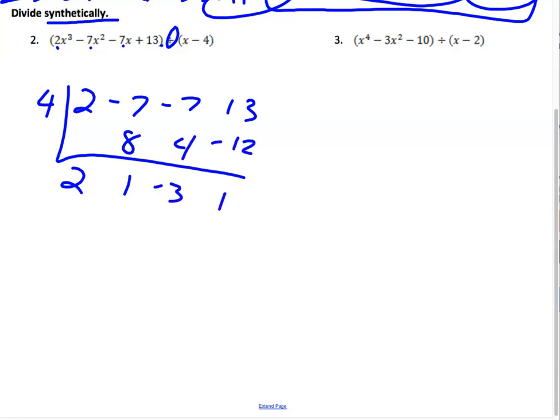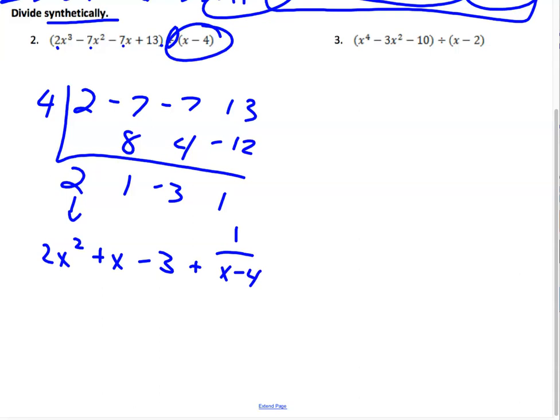I start with x to the third. I'm dividing by x, so this right here is x squared. X to the third divided by x is x squared. So it's 2x squared plus x minus 3 plus the last number, which is your remainder, 1 over the divisor, x minus 4.